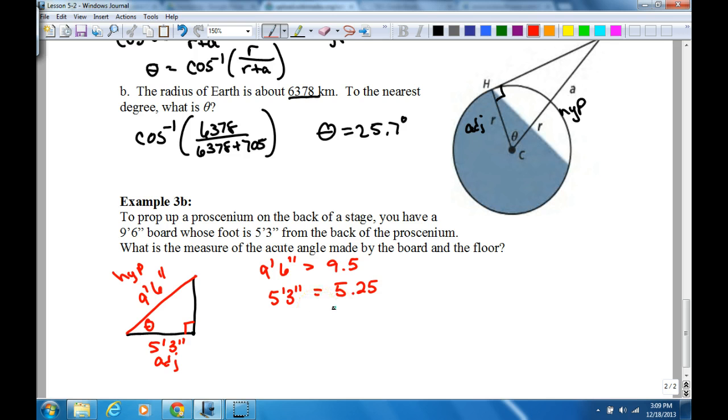Okay, so then you have 5.25 over 9.5 equals the cosine of theta. Or theta equals cosine to the -1 of 5.25 over 9.5. Right. So it'll be cosine to the -1 of this.